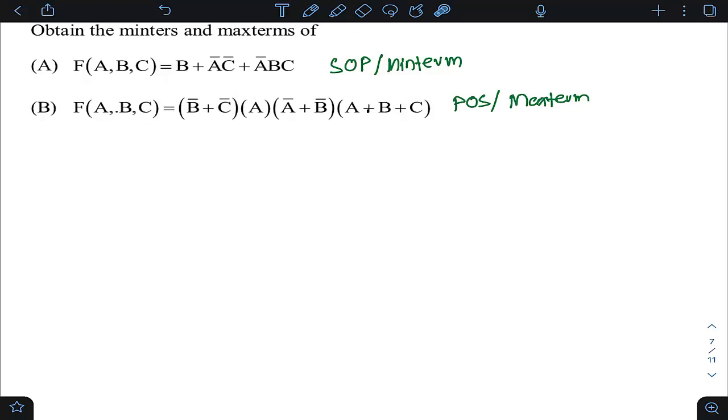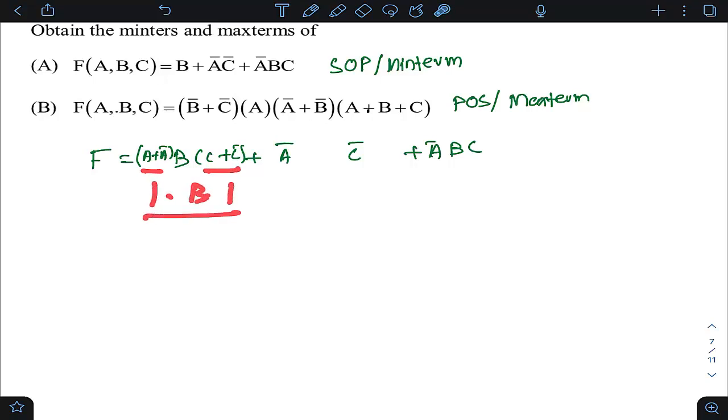So here you see that f is B, and then A bar C bar. Intentionally I am writing with some space, and then you have A bar B C. So in the canonical form, we expect every variable should be present in every term. So there is nothing wrong if I introduce here A plus A bar and here C plus C bar, because A plus A bar is 1, C plus C bar is 1. So 1 dot B dot 1 is B. Because A and C variables are missing, I have introduced this.